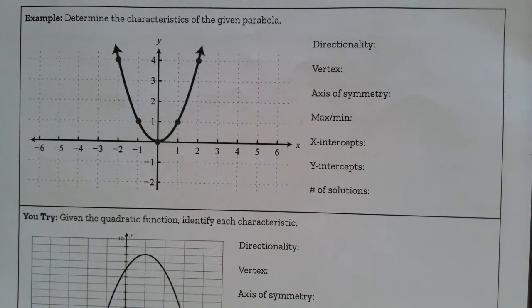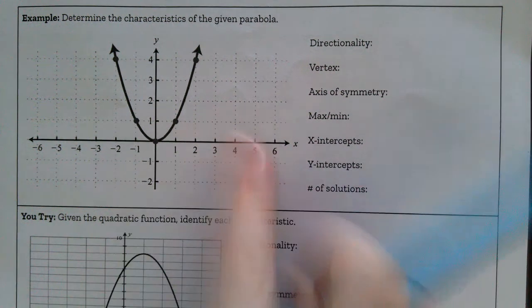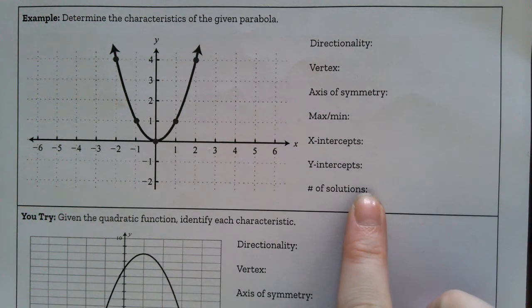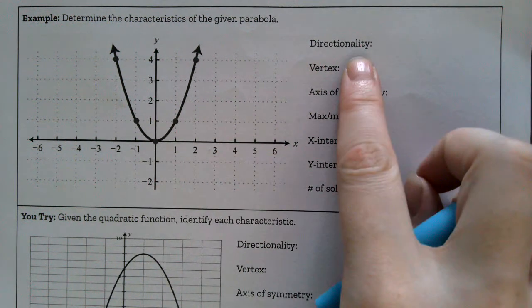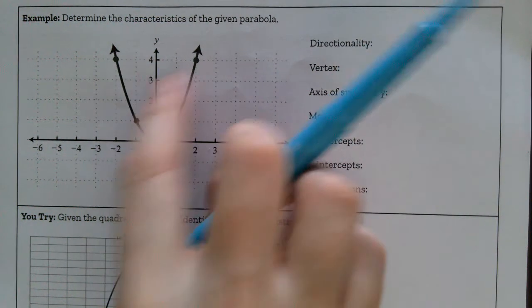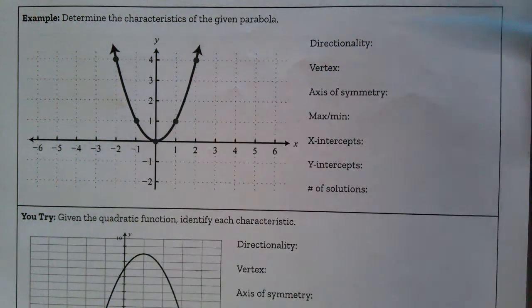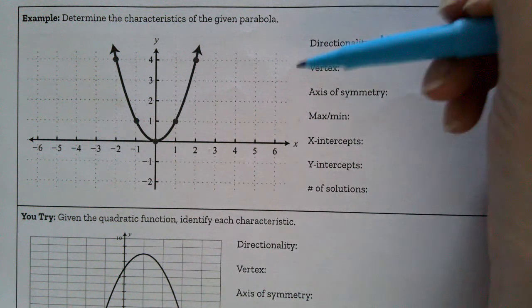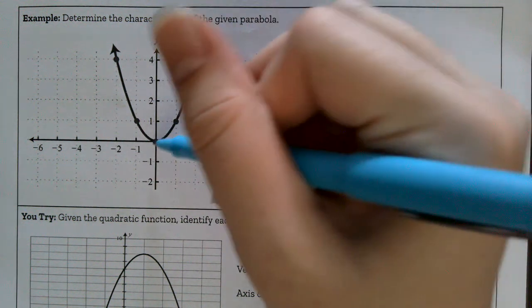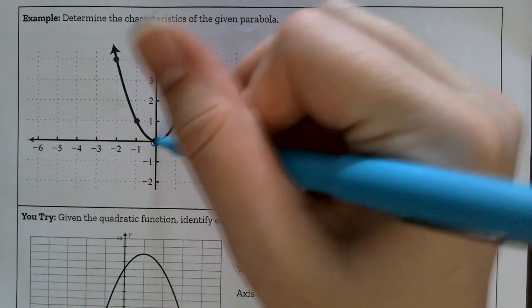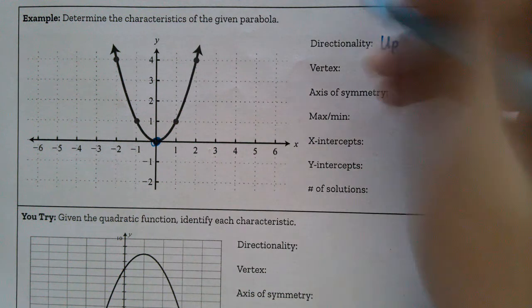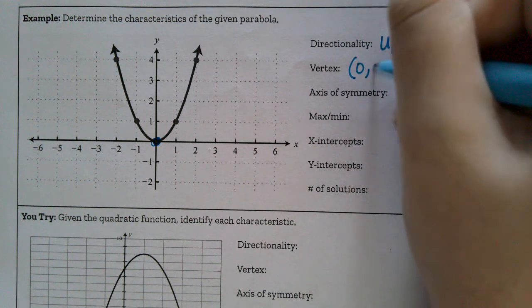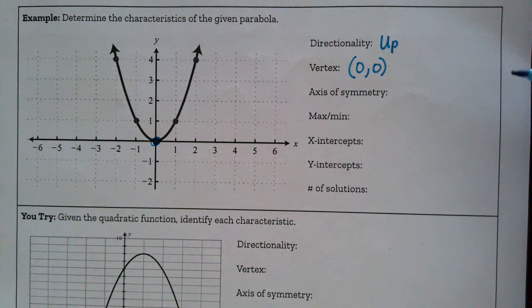In this example, it says determine the characteristics of the given parabola. We have our graph, and I need to answer all of these characteristics. The first thing is directionality. I'm going to look at where the parabola opens, and you can see it's opening up. Then our vertex: I want to identify where the exact middle is. This is our vertex, and that is at the point 0, 0. Remember, our vertex is a coordinate, so you have to write the x comma y.